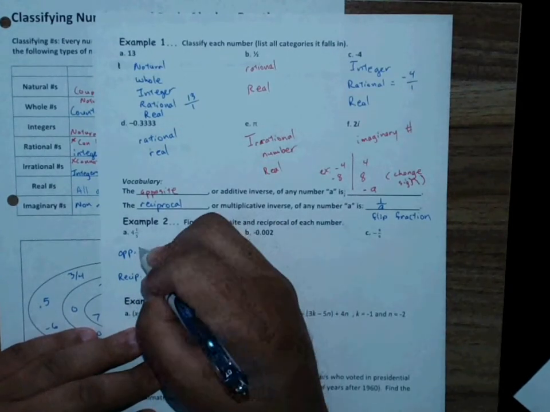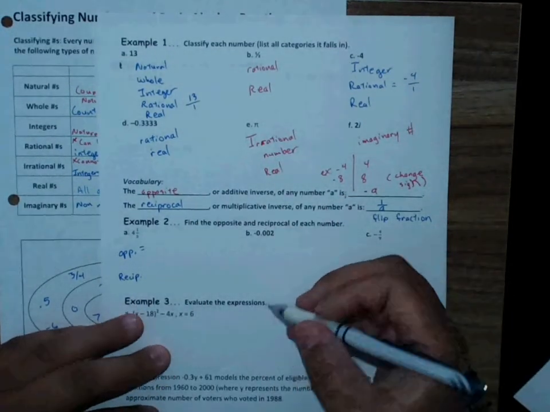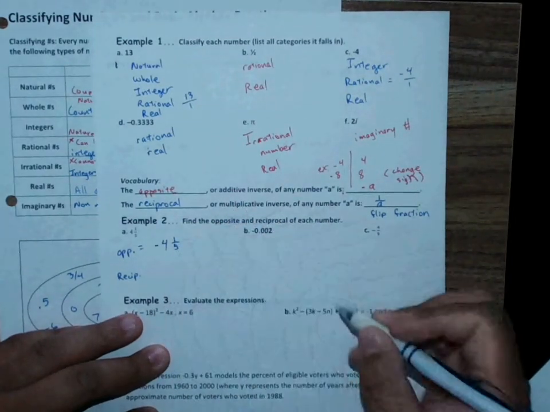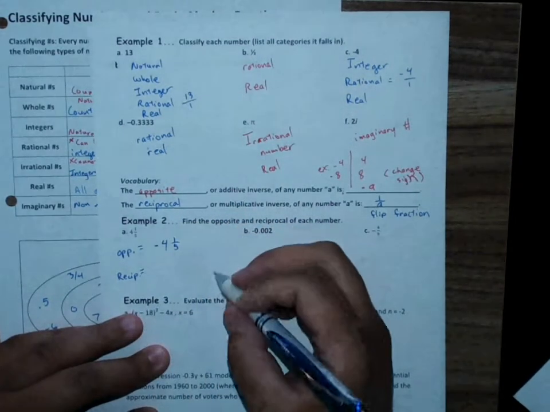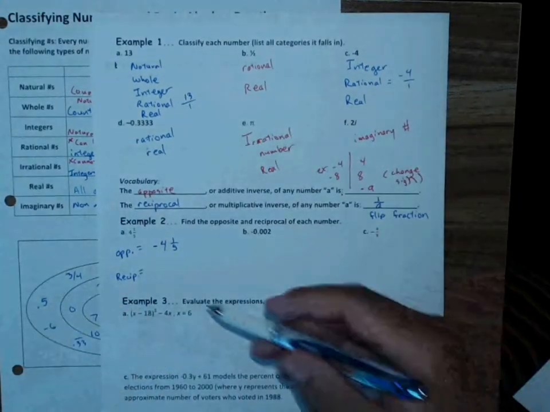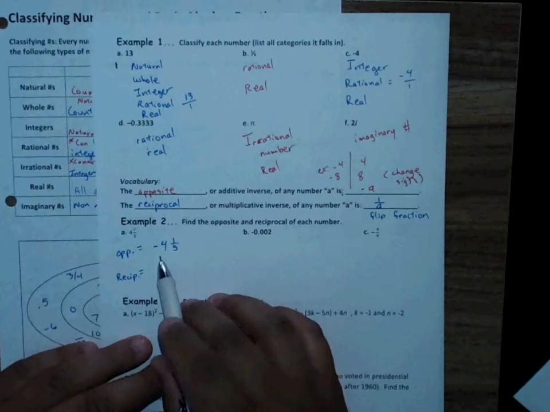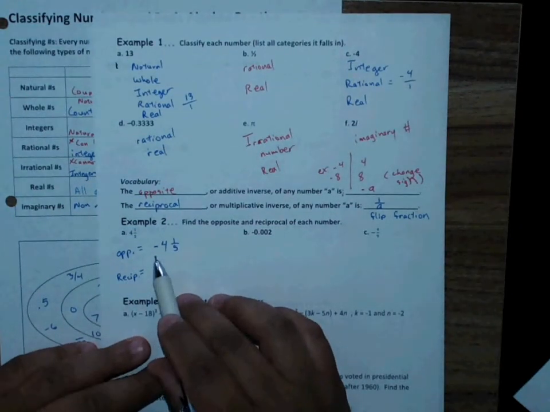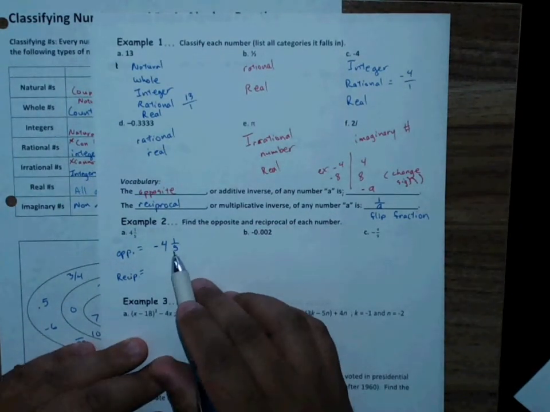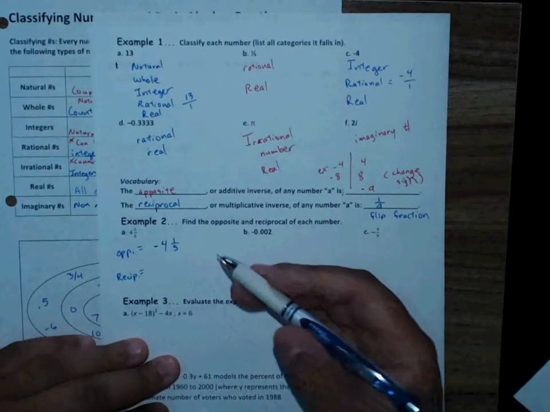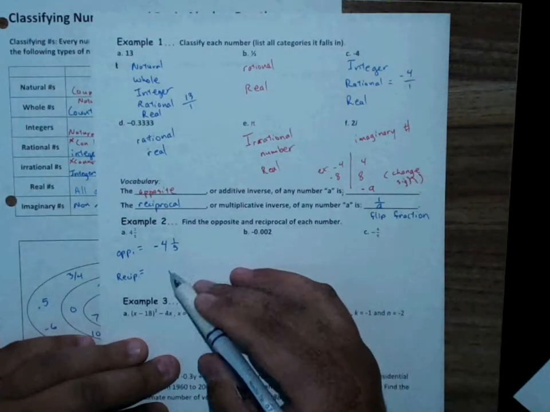So again, opposite, all we're doing is changing the sign. So this becomes a -4 1/5. And then reciprocal, I can't just find the reciprocal if I'm not dealing with the fraction. So since I have my number the way it is with a whole number and a partial whole number, I need to convert that to an improper fraction instead of having the extra over here.